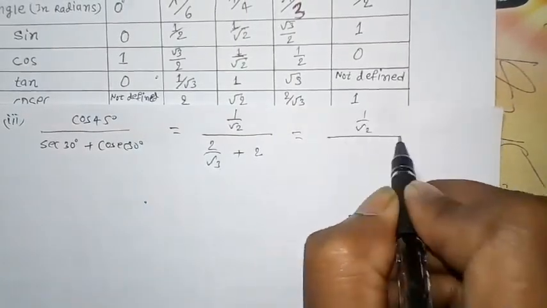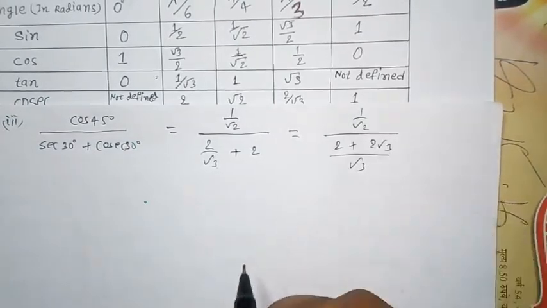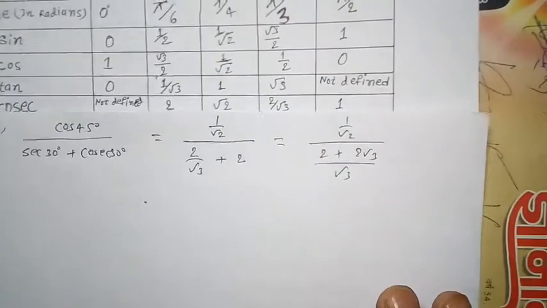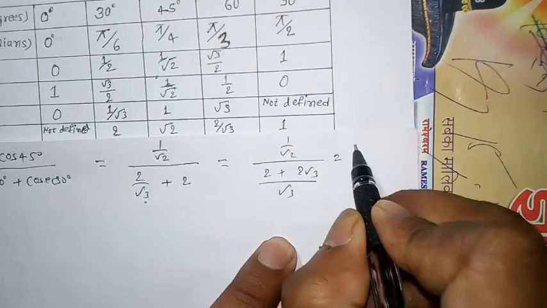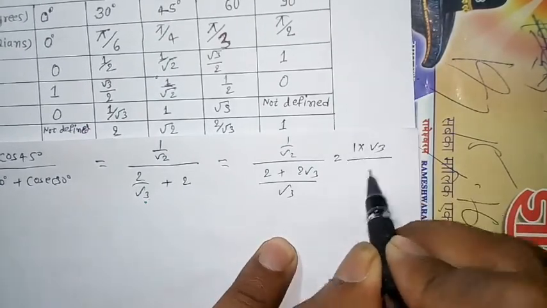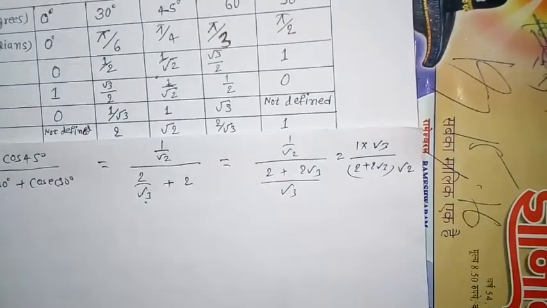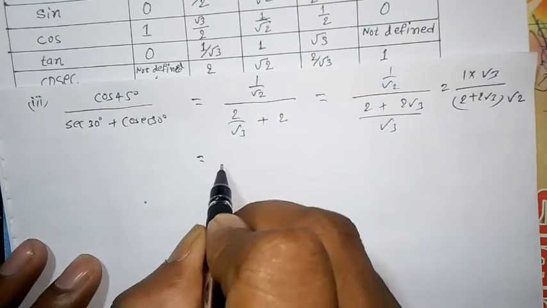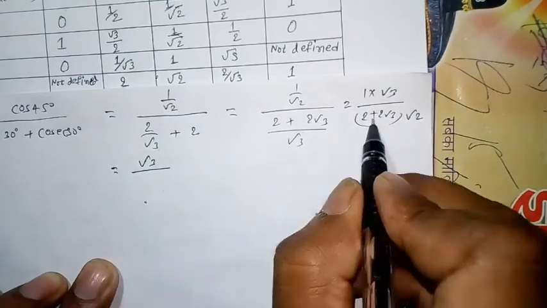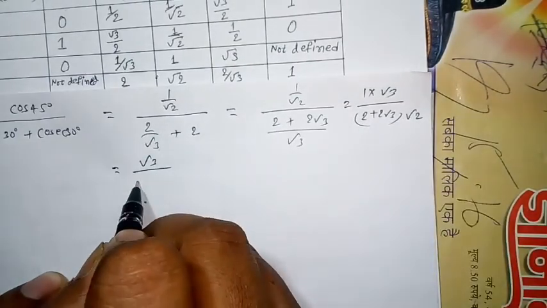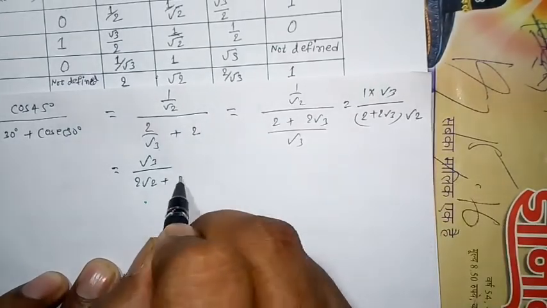1 by root 2. LCM is equal to root 3, then 2 plus 2 root 3. Okay, is equal to 1 into root 3 by 2 plus 2 root 3 into root 2, is equal to root 3 by 2 into this is 2 root 2 plus 2 root 6.